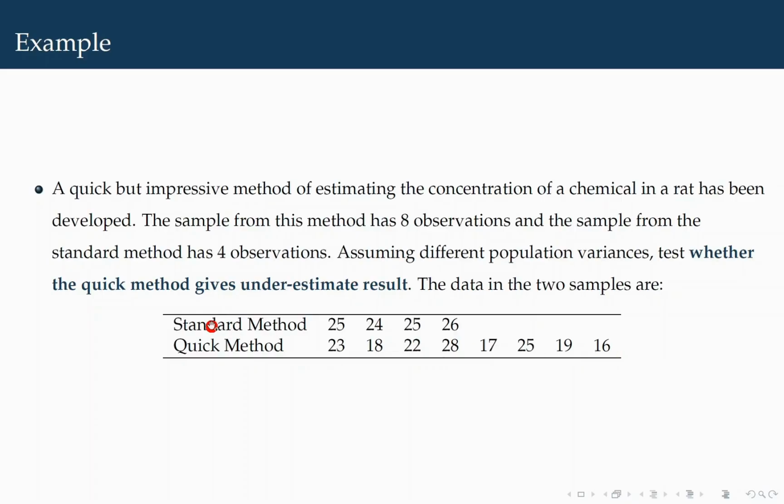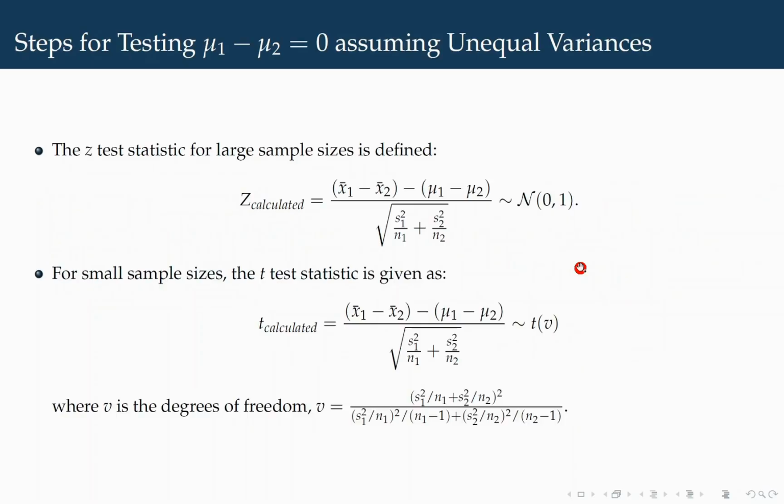So we need to compare whether the mean concentration of the chemical between the standard method and the quick method are the same or not. Specifically, we are interested in testing whether the quick method gives underestimated results. So we are interested in testing whether the mean of the quick method is less than the mean of the standard method. And here we have been given different population variances. Therefore, the test statistic will be the one that is based on the estimation of the variances separately, using this standard error.